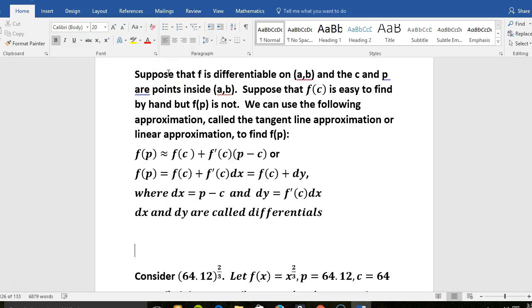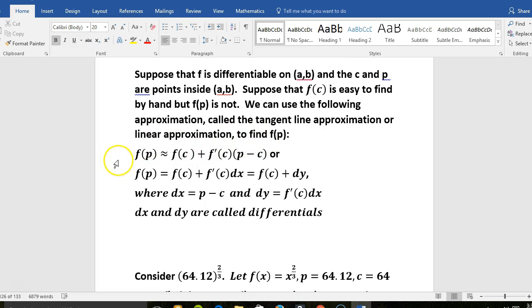Hello again. Let's talk about a thing called differentials and the local, just the linear approximation or the tangent line approximation. Suppose that f is differentiable on the open interval (a, b) and that c and p are points inside the open interval. They're going to be x values or domain values. Suppose that f of c is easy to find by hand, but f of p is not. We can use the following approximation called the tangent line approximation or linear approximation, whichever one you'd rather call it, to find f of p.